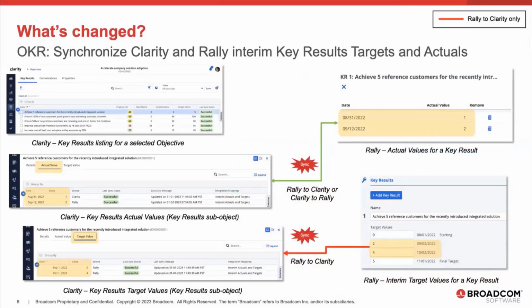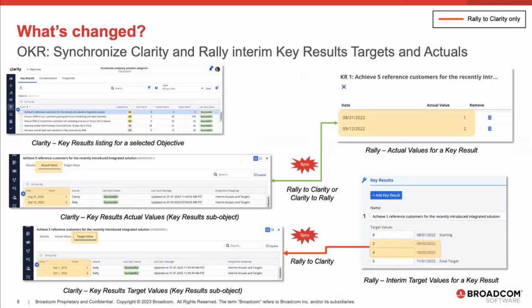Interim actuals and dates, focus your attention on the upper right image, can be captured or recorded in either Clarity or Rally and synced in both directions. These are the predefined sync directions for interim targets and actuals.